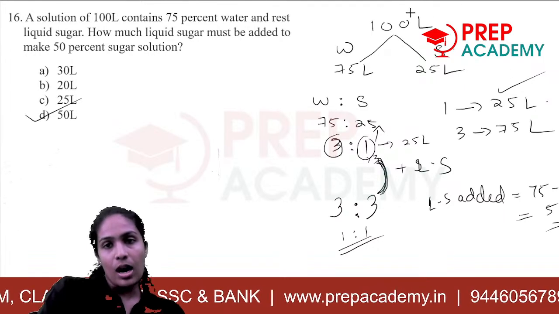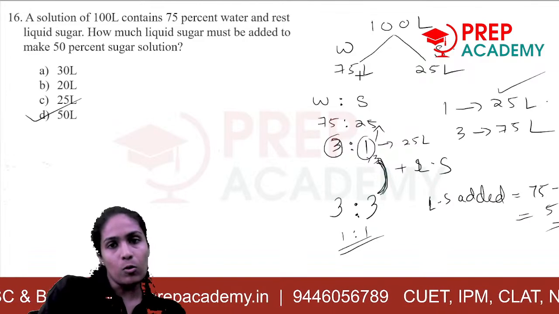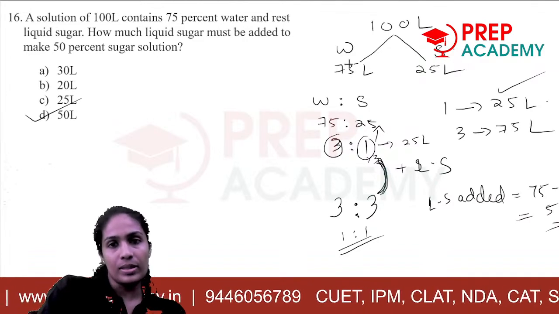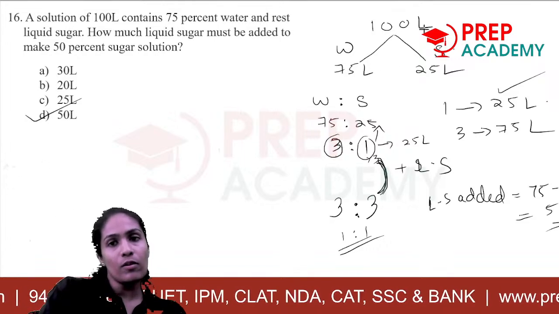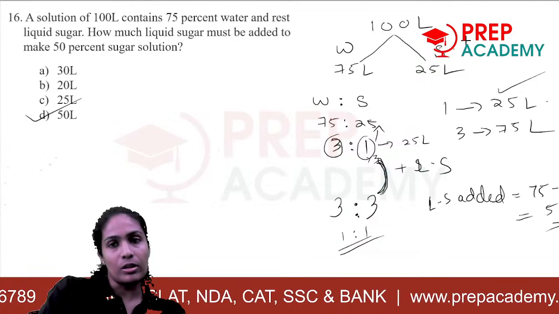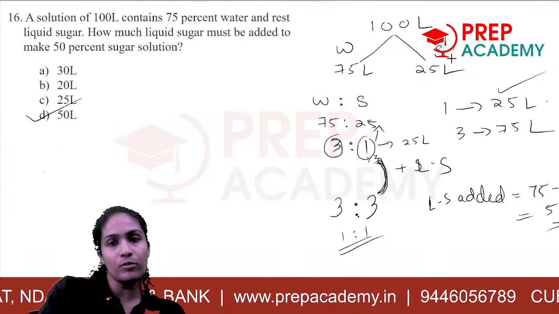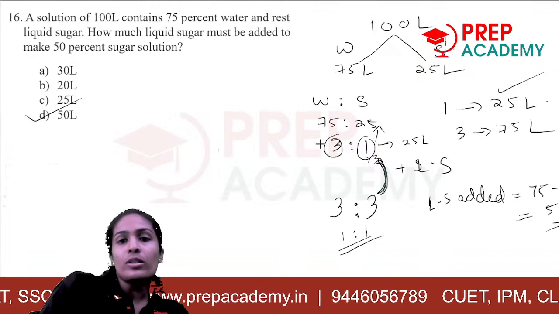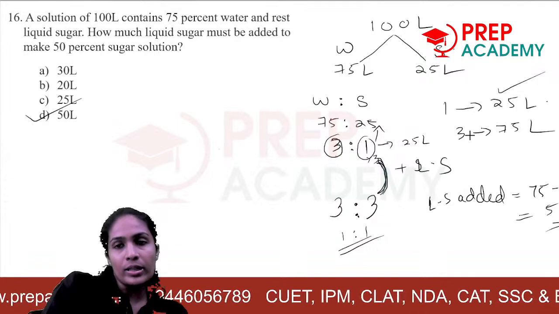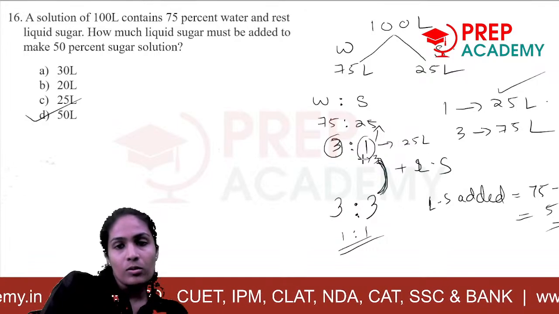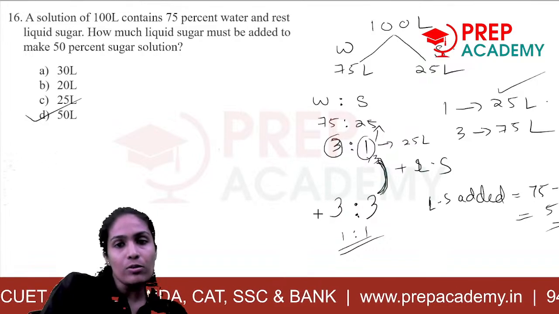So initially there were 100 liter, out of which 75% is water and the rest is liquid sugar. 75% of 100 means 75 liter, and 25% of 100 liters is 25, so 25 liter of sugar. On taking the ratio, it is 3:1, where 1 represents 25 liter and 3 represents 75 liter. So you have to add liquid sugar so that the percentage is 50, that is, the ratio is 1:1.